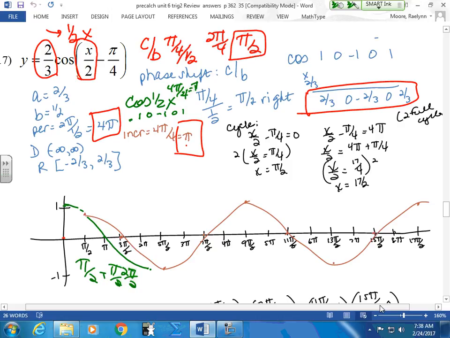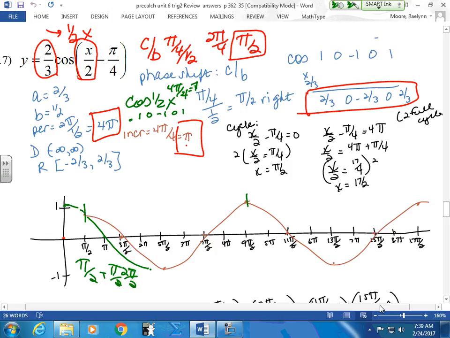Shouldn't it not work like one cycle, because this is the frequency or the period 4 pi? The period is 4 pi. You should have gone from here to here. This should be one full cycle. Yeah, that's what I have. But how did I get 9 pi over 2 when I set it equal to 2 pi?